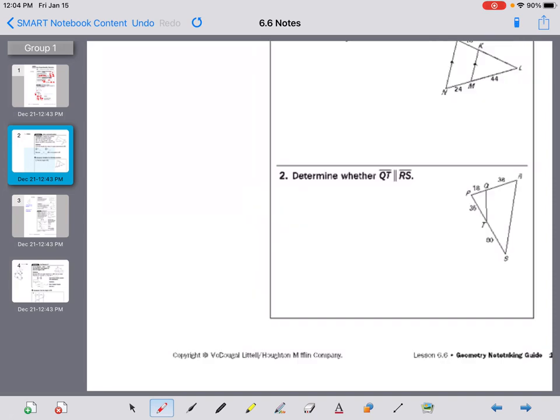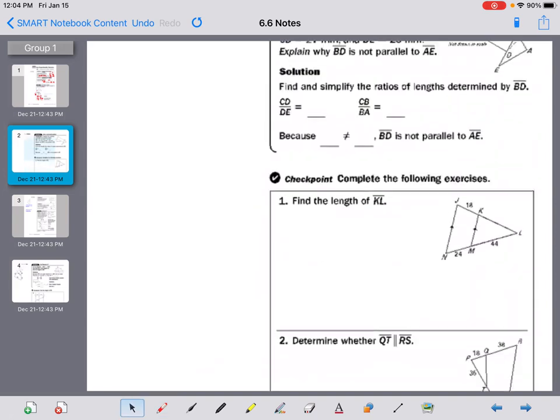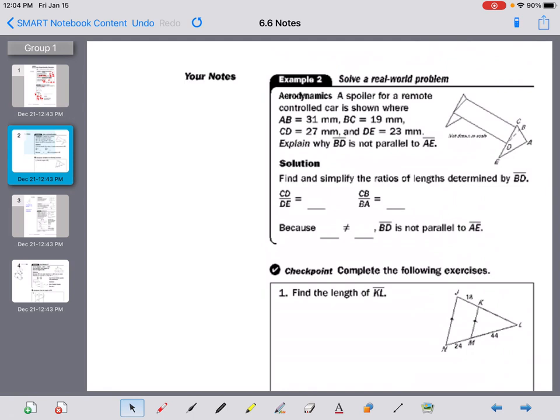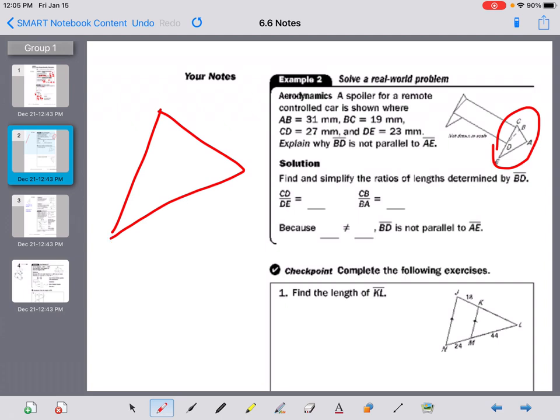So let's look at page 2 at the top. Okay. And we see this picture here of a spoiler for a remote control car, okay? And we're looking just at the end of it here. It's hard to see that, so I'm actually going to come draw it a little bigger over here so I can see what I'm looking at. I have a dashed line here, right? There's my B, C, D, and E.